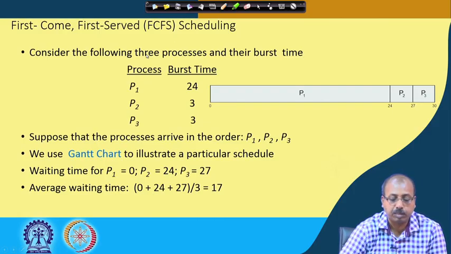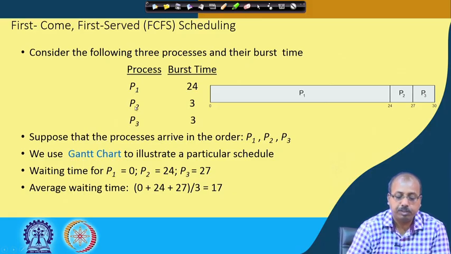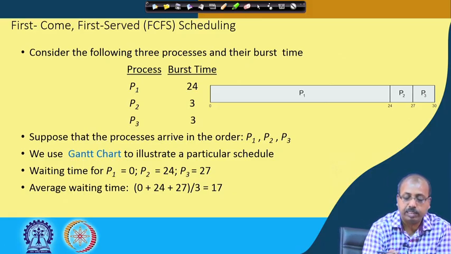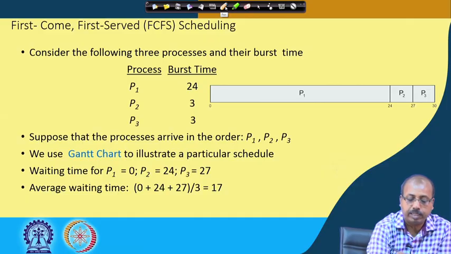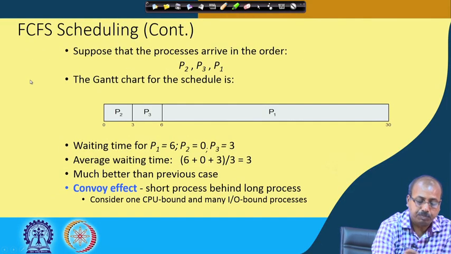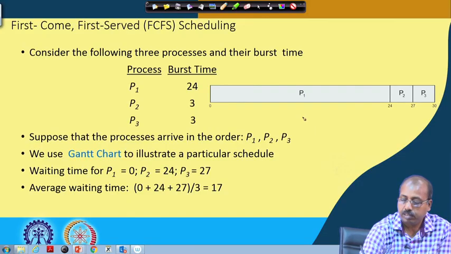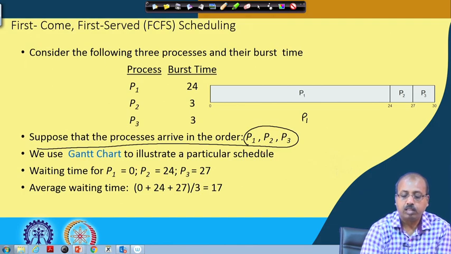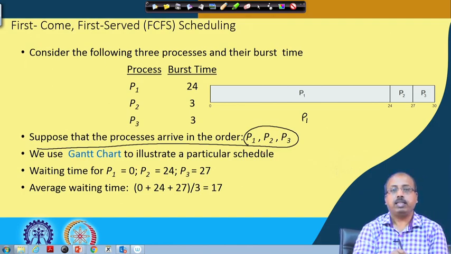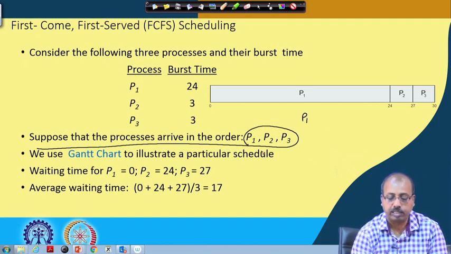Suppose we have 3 processes P1, P2, P3, and we assume that they are sorted by their arrival times. It is assumed that P1 has arrived first, so the arrival order is first P1, then P2, then P3. At some point of time, the processor is free.